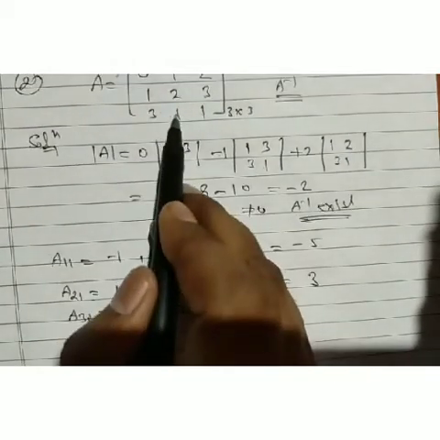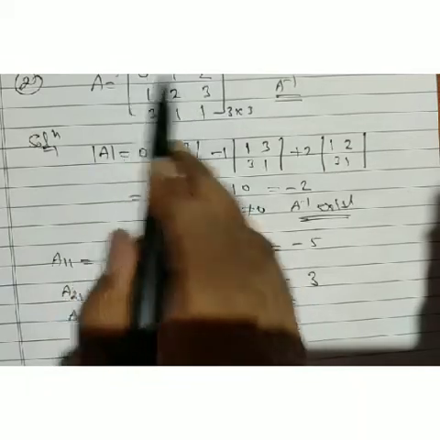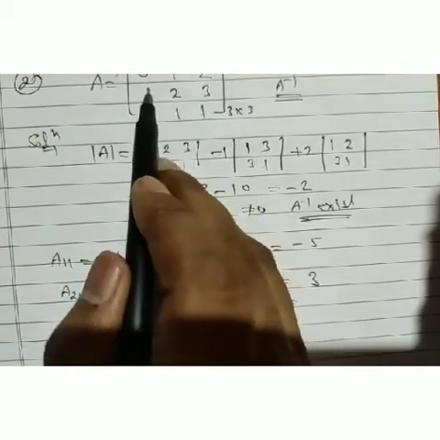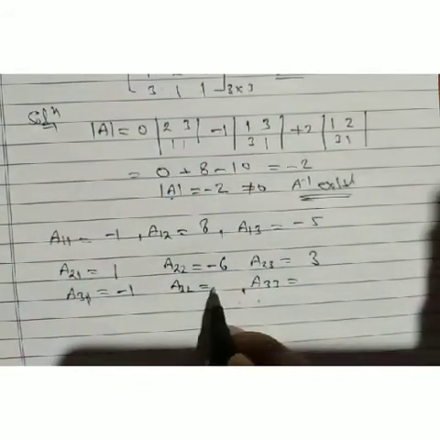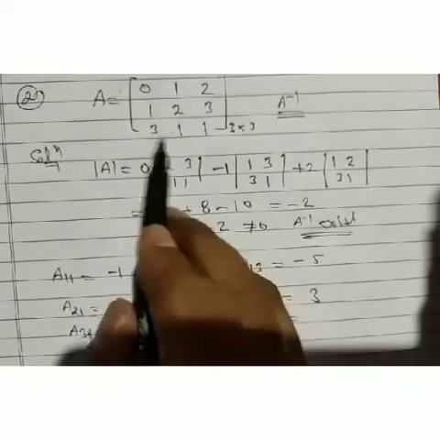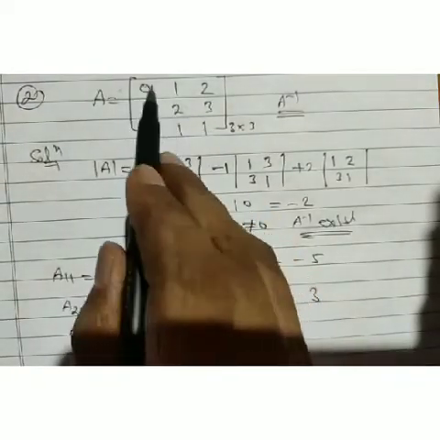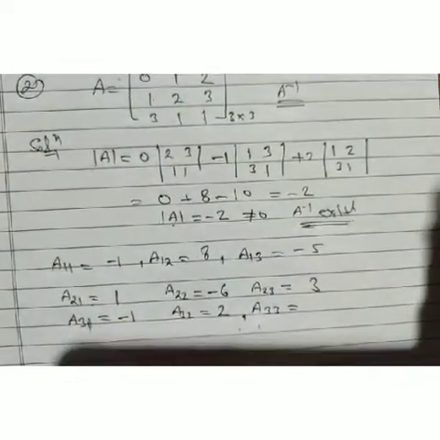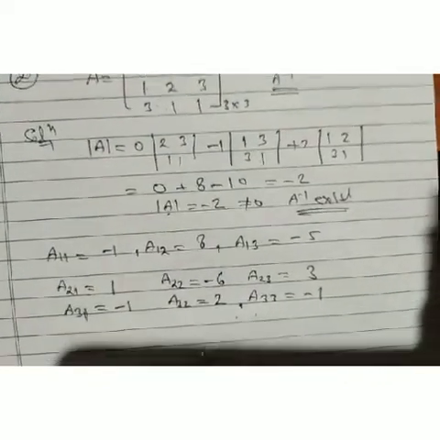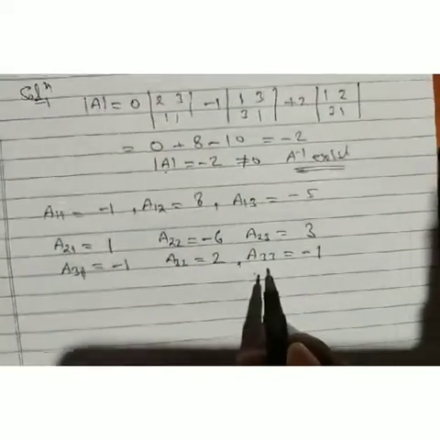A32 is what? Reading this column and row, it's a 0, 2, 1, 1, 3, it's a 0, it's a minus 2. We have to change the sign, it's a plus 2 there. Now the last one is what? It's a 0, 1, 1, 2, it's a 0, minus 1. It's our minus 1. Now we get all the cofactors there.